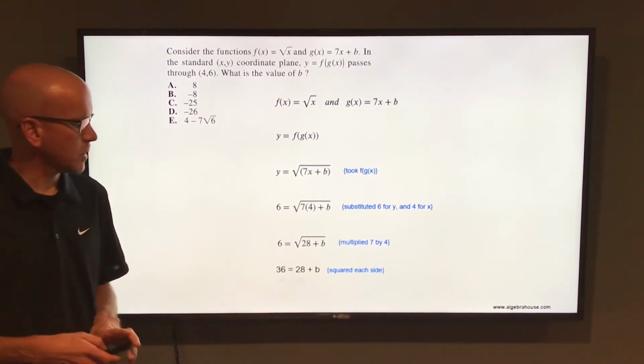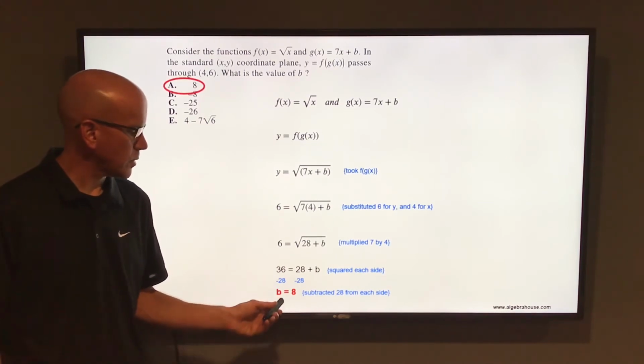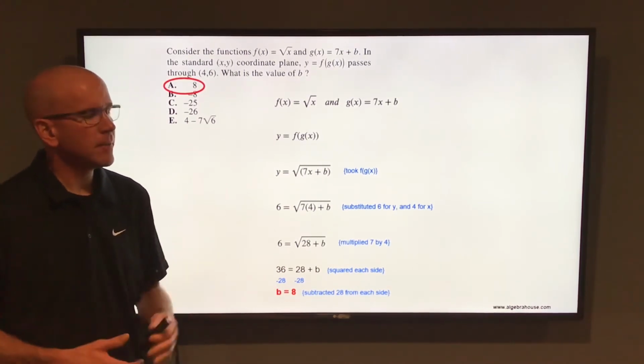And then subtract 28 from each side to solve for b. You end up with b equals 8. 36 minus 28 is 8. b equals 8, and that is letter A.